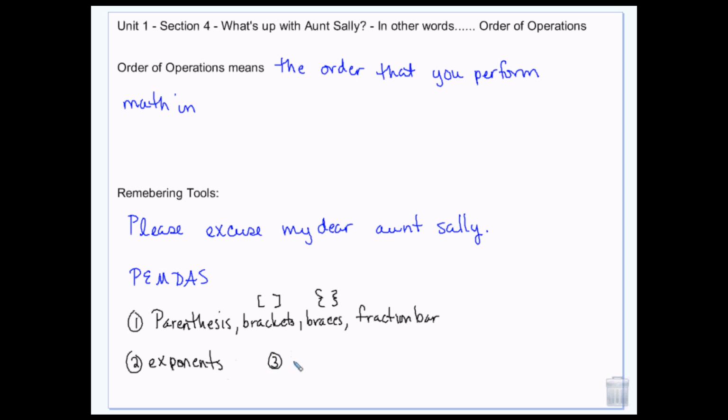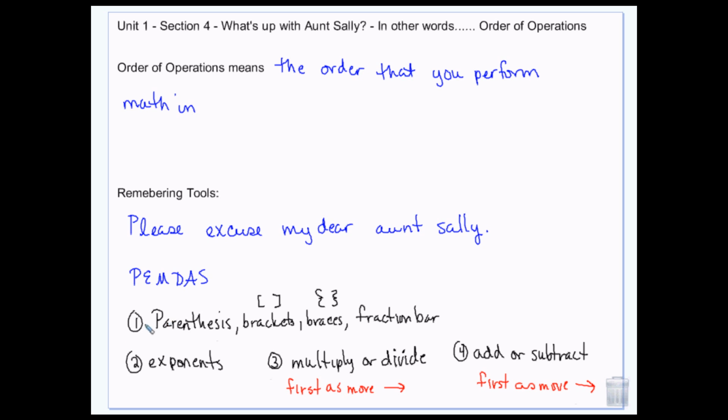And then the third thing you do is you multiply or divide. Okay? And this is something that gets messed up. Sometimes people think you have to multiply first and then you go through and divide. But you multiply or divide whatever one comes in order first. So whichever one is first as you move left to right, the same direction you read. Okay? And then the last thing you do is add or subtract. Again, whichever one comes first as you move this way.